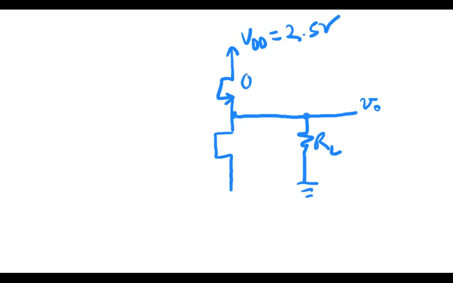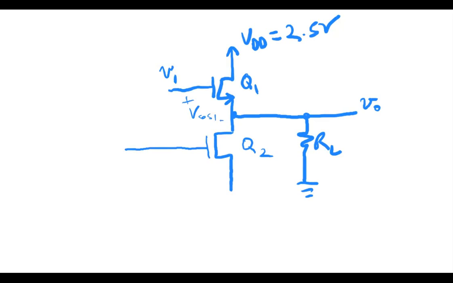So this is going to be Q1. This is going to be Q2. And the input is going to come on the gate of Q1. And here we have VGS1. And we're going to have active biasing of Q2, but a diode essentially is an NMOS with the gate and the drain tied together.